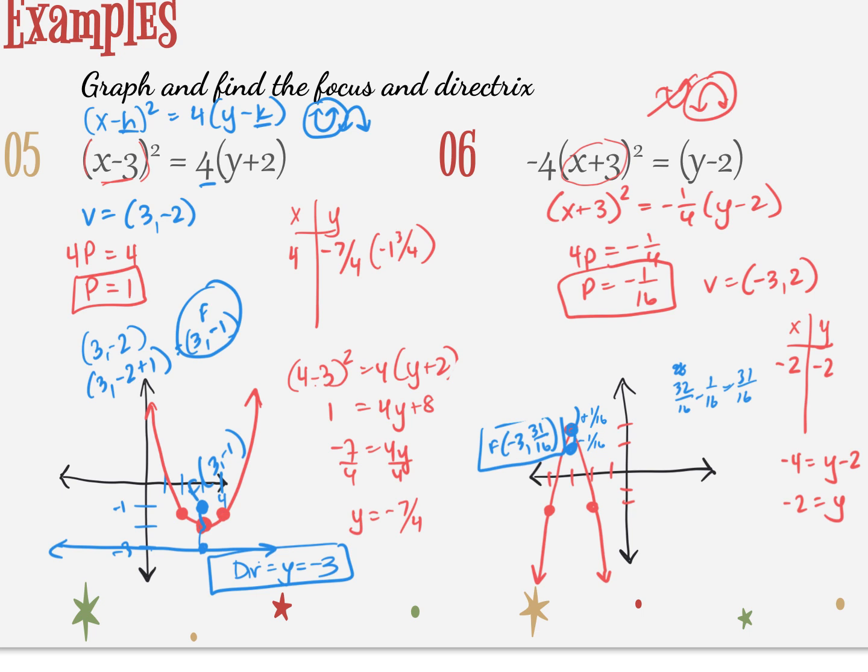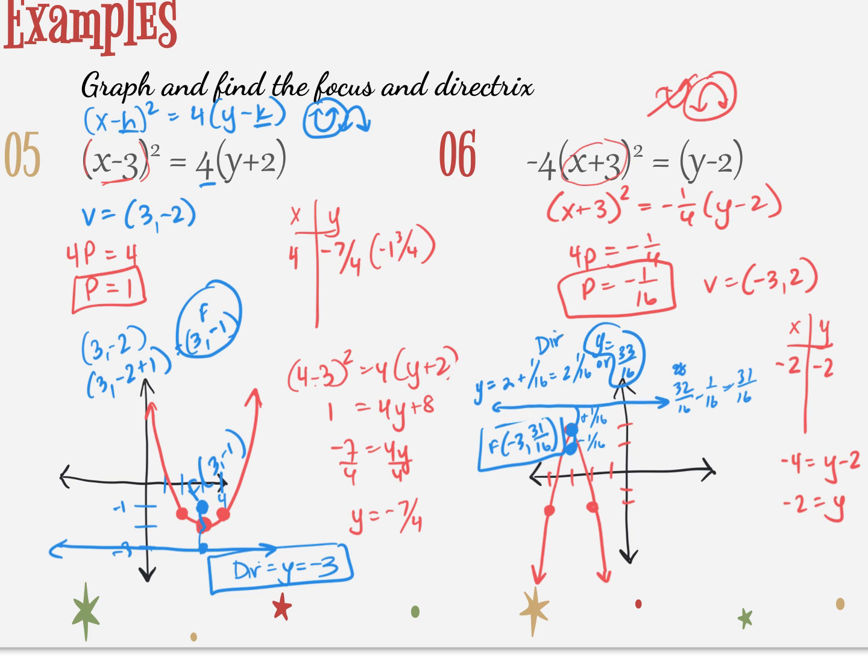So again, for my directrix, it's going to be the line that goes through this, which is going to be y equals... the vertex is at y equals 2, and it's going to be 1/16 higher. So it's going to be 2 and 1/16, or 33 over 16. So y equals 33 over 16 is going to be the equation for my directrix.